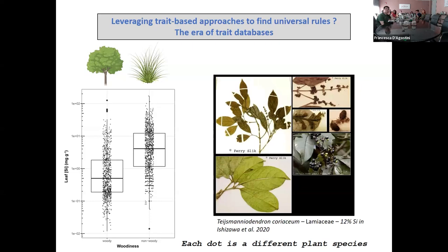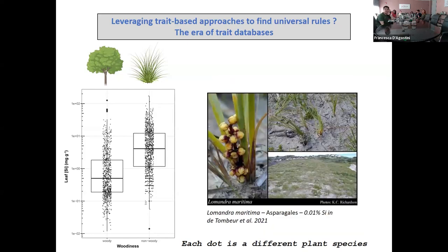One of these overlap points is this tropical tree. So it's definitely a woody species. For some reason, it has this huge silicon concentration, 12%. I don't know if somebody can help me to pronounce its name. That's very weird, I love this species, but maybe one day I will be able to pronounce it. So this is a tree, and yet it accumulates a lot of silicon. And on the other hand, this is a monocot from my PhD in Australia, so you would think that it would have a high silicon concentration, and yet it didn't. Very low silicon concentration. So this overlap is quite interesting.